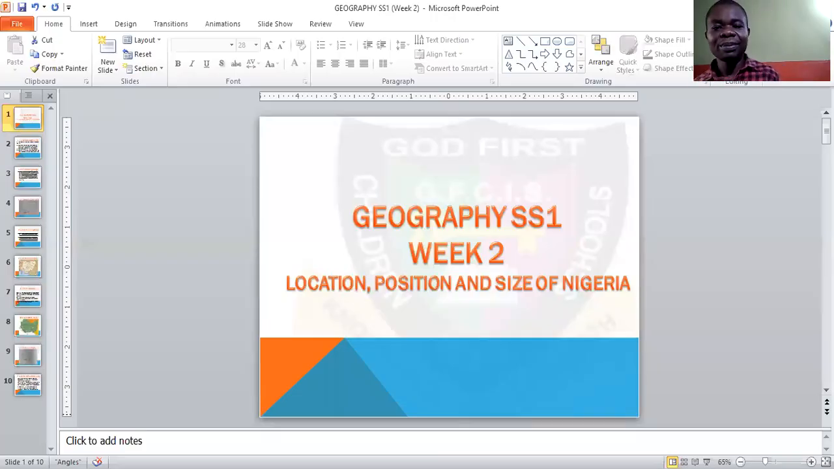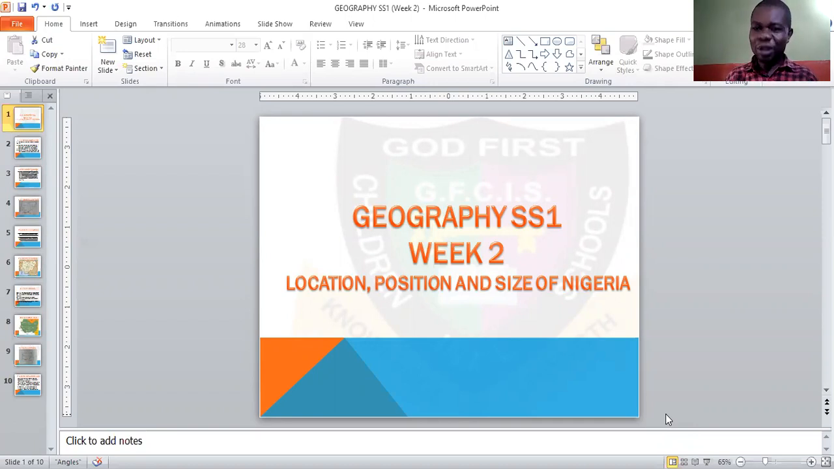We'll be looking at geography this morning. As your geography teacher, I will need to engage you on a topic this morning: location, position, and size of Nigeria. I come again: location, position, and size of Nigeria. When we say location, it means where it is found. Position, where you are there, and then the size, how big or small you are.